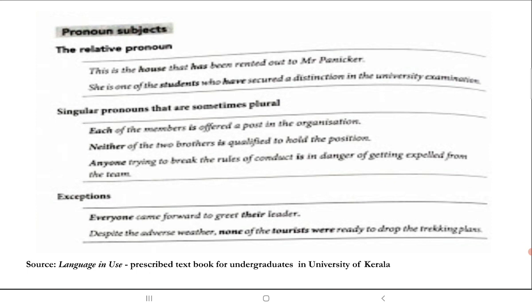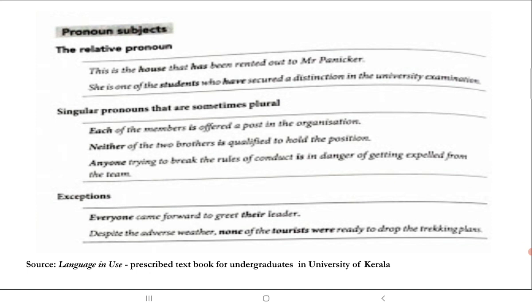So first let us look into the subject-verb agreement when the relative pronoun is being used. Let us look into the example that is given in the textbook. This is the house that has been rented out to Mr. Panikar. So you can see the use of relative pronoun. The subject is the house here, and the subject is singular, and the verb that is being used is also singular, has been rented out to Mr. Panikar.